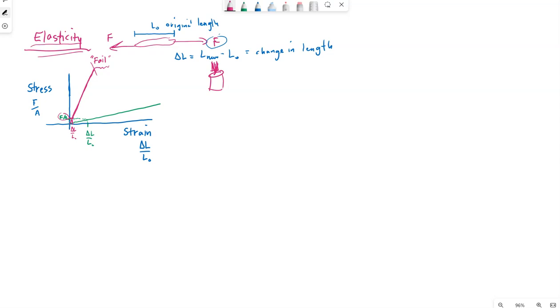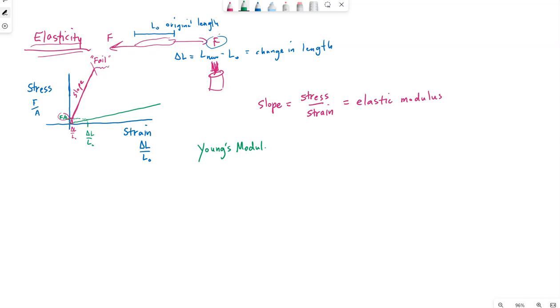All materials have a specific slope that represents how that material behaves. The slope of this stress over strain graph is called the elastic modulus. There are different types of elastic modulus. We only look at two. One of them is called Young's modulus.